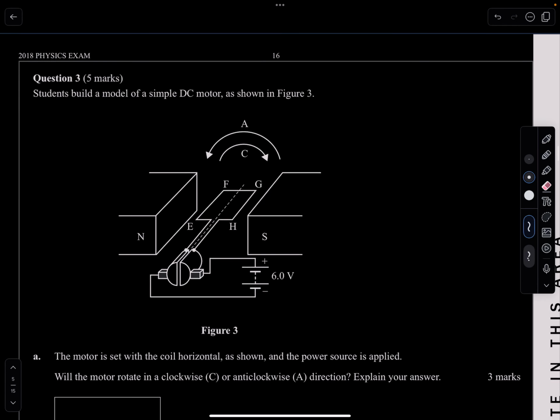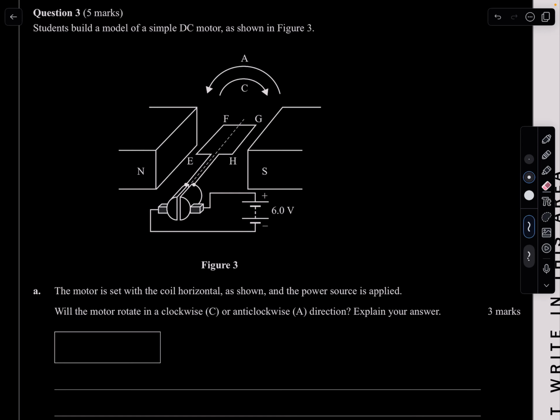Next question. Question 3. Students build a model of a simple DC motor as shown. The motor is set with the coil horizontal as shown, and the power source is applied. So will the motor rotate in the clockwise or anti-clockwise direction? And explain your answer. So this is a nice easy question.